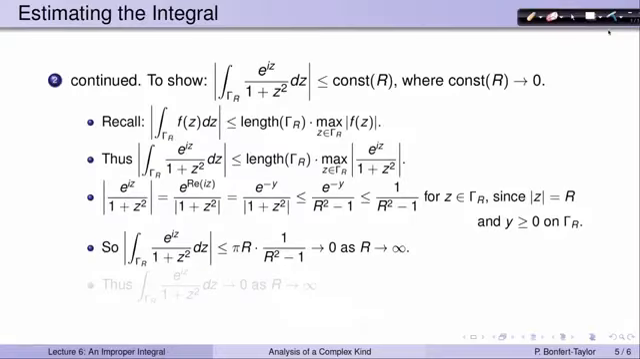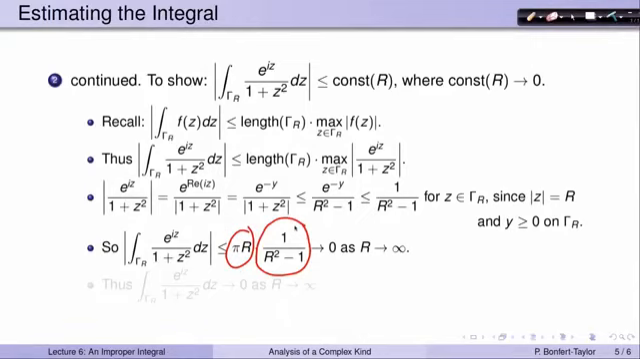So we have seen that the absolute value of the integral is bounded above by the length of the curve, which is pi r, times the maximum of the integrand, which is 1 over r squared minus 1. And what happens to this product as r goes to infinity? Well, the denominator goes to infinity much faster than the numerator. R squared wins over r, and therefore this whole fraction, pi r over r squared minus 1, goes to 0 as r goes to infinity. And that's what we want to show. Therefore, the integral of e to the iz over 1 plus z squared over the curve gamma r goes to 0 as r goes to infinity.